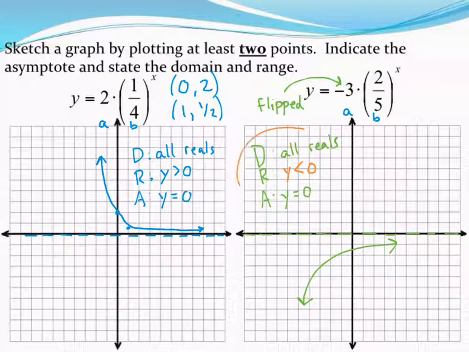So just watch out for negative A values. They're going to change your range around ever so slightly, just so it's less than instead of greater than. But notice it still doesn't touch that asymptote. The range is still going to be just less than, not less than or equal to.